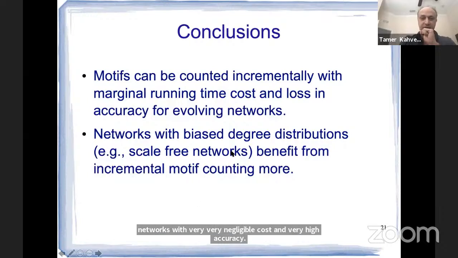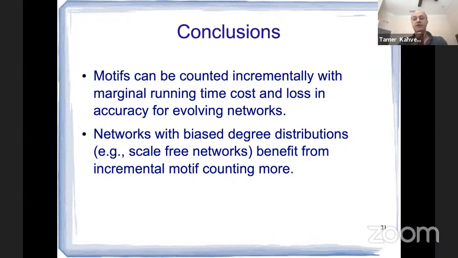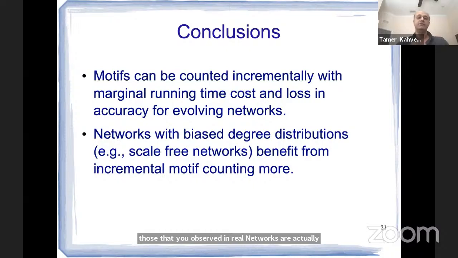Another observation that we have is that the biased degree distributions, especially those that we observe in real networks, are actually benefiting the algorithm that we have. So we do better for those kind of networks than the synthetically generated networks.